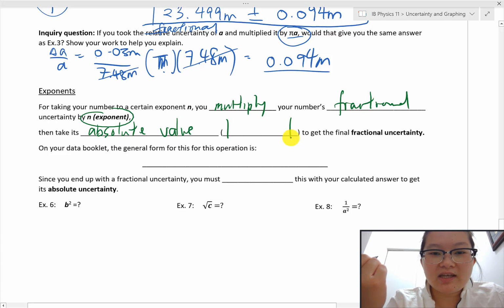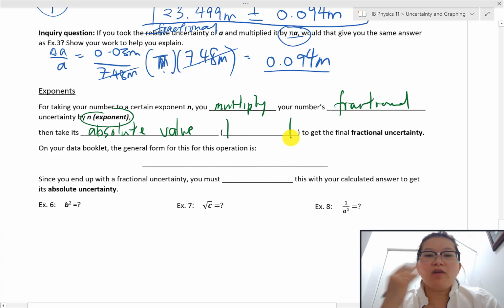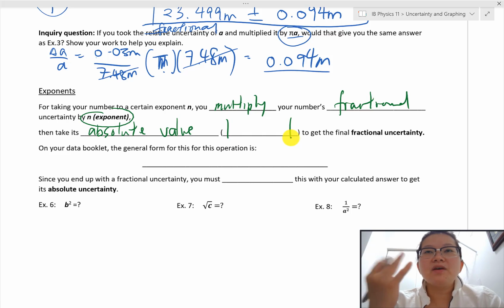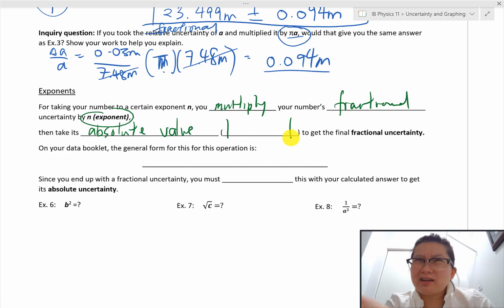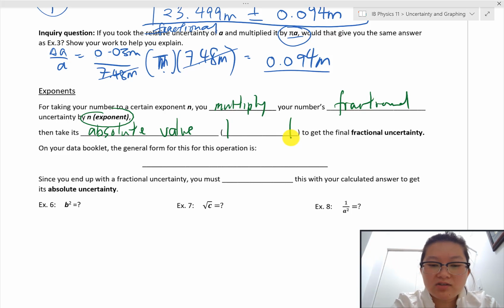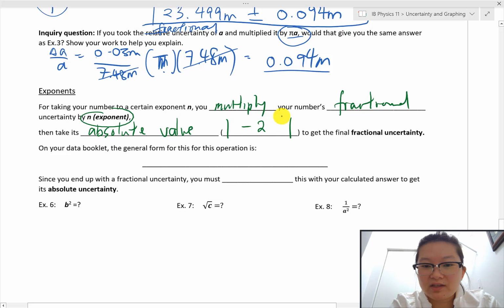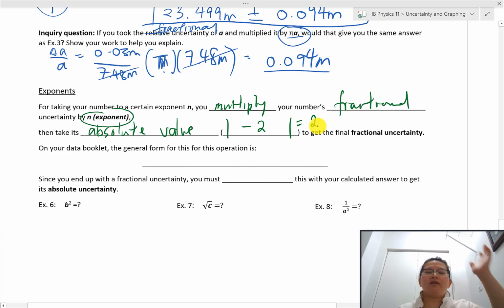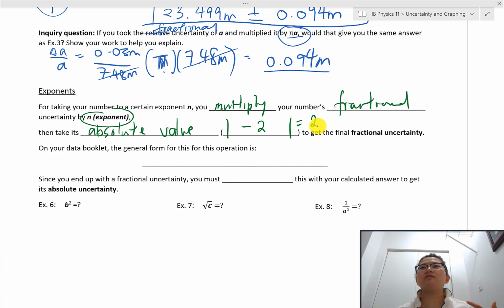Essentially, let's say you have a negative exponent, and you're going to get a negative answer. No, you don't get the negative answer. You take the absolute value. So let's say you have negative 2, for example. That's going to give you a final answer of 2. We're going to shave off the negative sign because it has no significance, since when we talk about uncertainties, we say plus minus anyways.